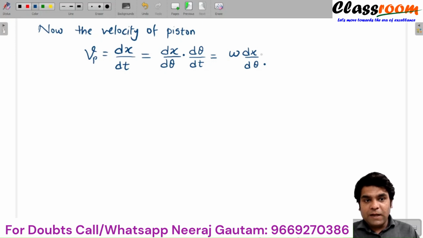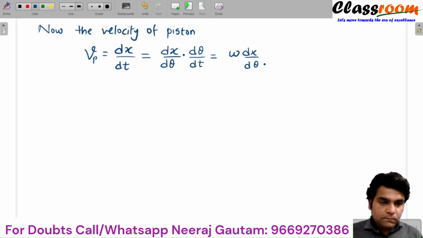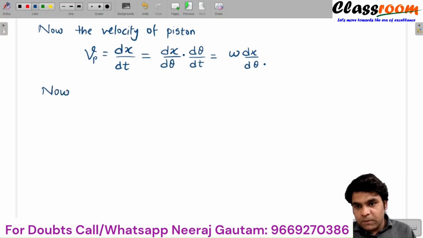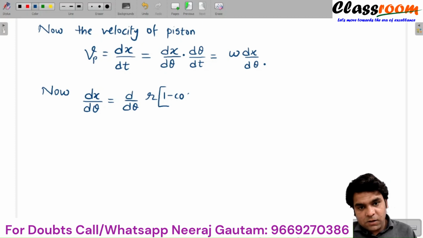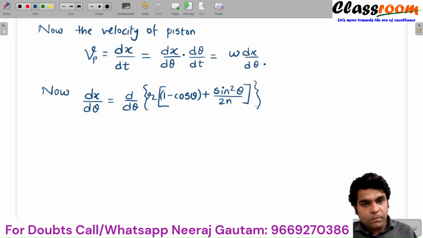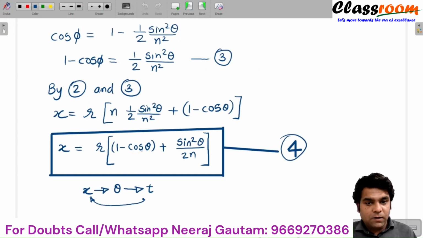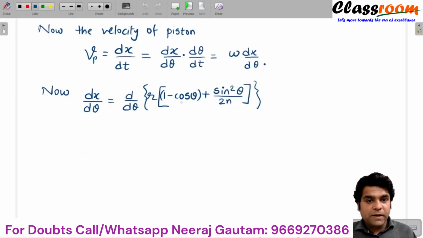If I differentiate the value of x with respect to theta and substitute here, then I will get the equation for the velocity of the piston. So now let's determine the value of dx by d theta from the previous equation. That means d by d theta of R times 1 minus cos theta plus sine square theta by 2n. R is taken as constant. The derivative of 1, which is a constant, is 0.